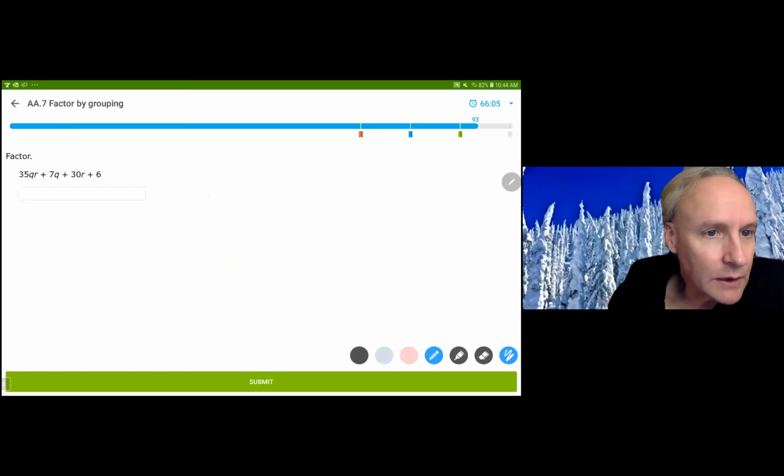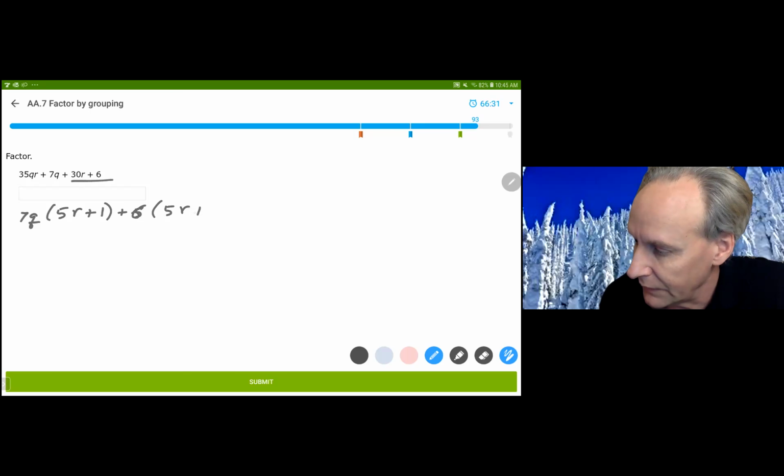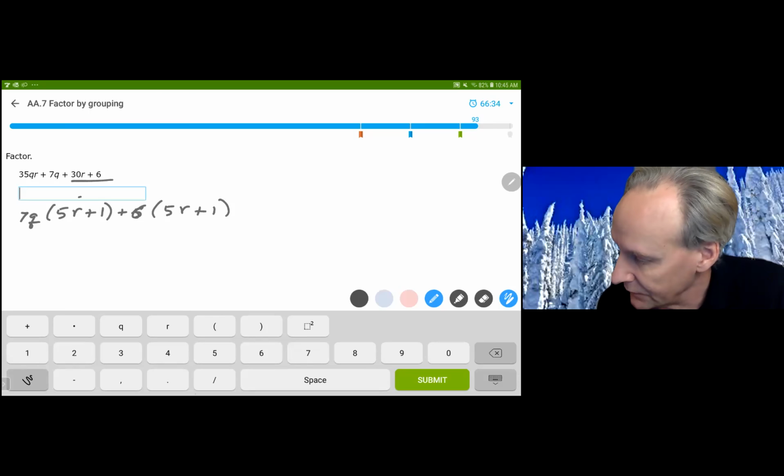All right. I have no common factors. I was thinking of 3, but the 7 prevents that. So we have a 7q in our first pair. I'm going to take out the 7q. And I have a 5r plus 1. And out of the second pair, I'm going to take out the 5. And that leaves me with 5r plus 1. And so my common factor is 5r plus 1. And what's left is my 7q plus 6.